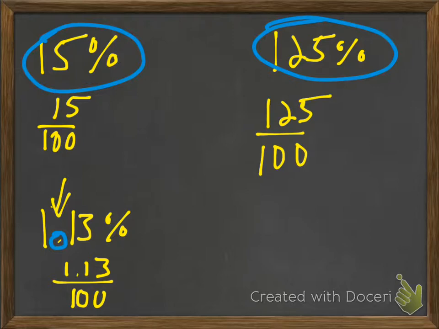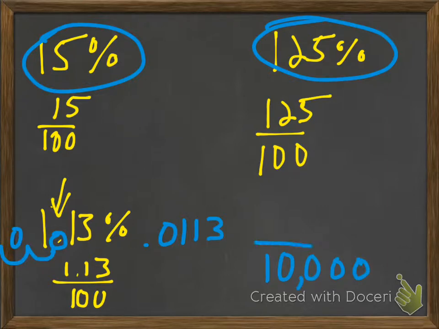So, 1.13%. What is that as a decimal? 0.113. There we go. Move it twice, we get 0.0113. There's our decimal. We want to make that into a fraction. How many decimal places do I have? 4. So I want 4 zeros. And I'm going to just rewrite that number there. There you go.